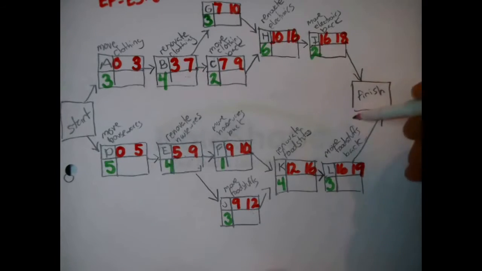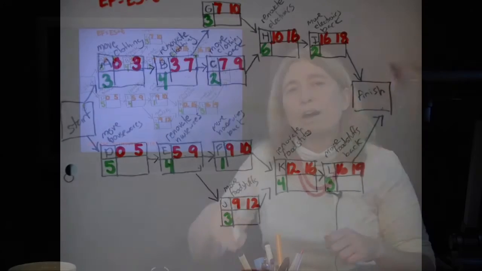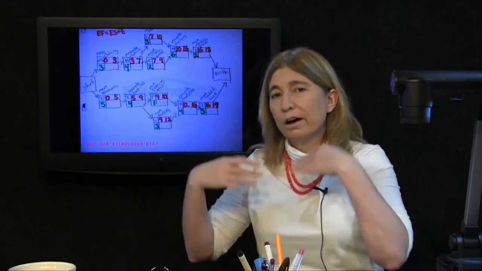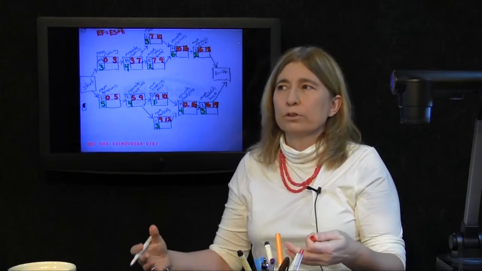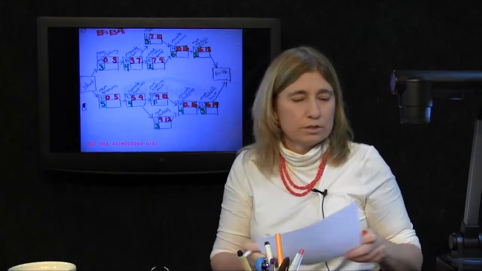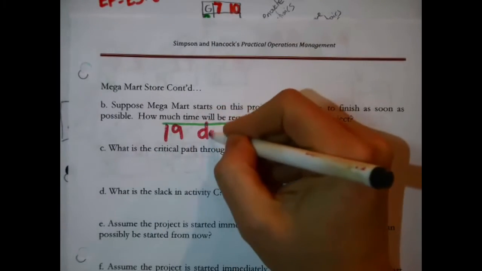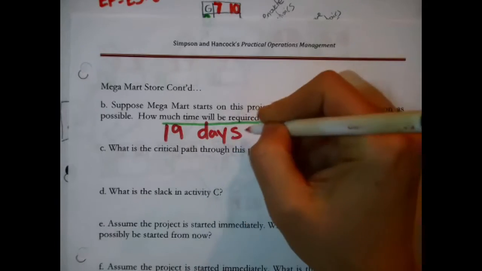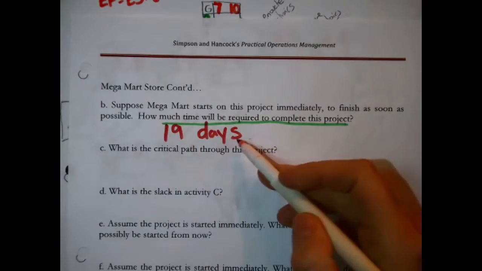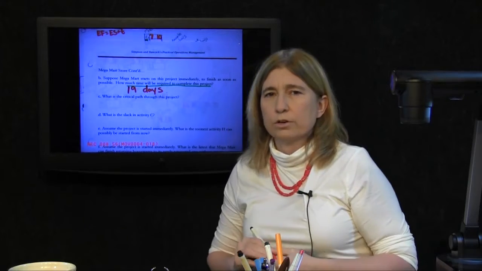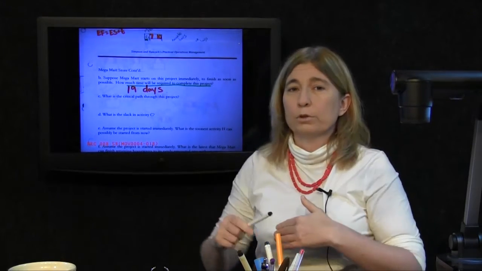What is the overall completion time of the project if you want to get done as soon as possible? Again, you have to pick the larger. You're waiting on them both to get done. Oh, the larger is 19. That's the answer to that question. 19 days. If they want to get done as soon as possible, then if they start right now, 19 days is as soon as they could get done with the whole thing, with the project.